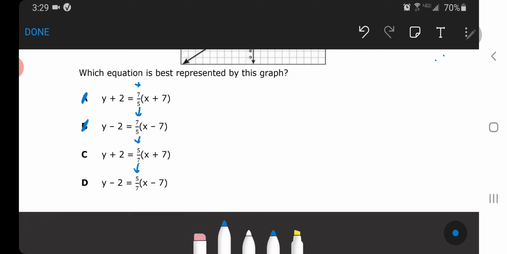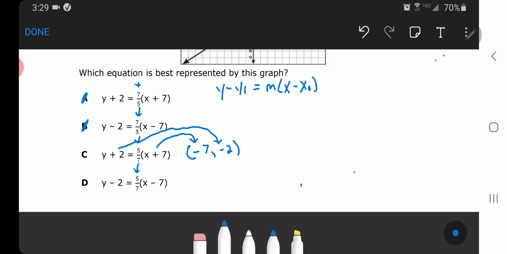Now, between C and D, well, this is written in point slope form. So what this one's demonstrating is that we have the point, let's see, it says plus 7, but remember point slope form is y minus y1 equals m times x minus x1. So if it actually says plus a number, it means it's the negative version because minus a negative gives us that plus. So this is being represented by negative 7 comma, and here's our y. So once again, it says plus 2, so negative 2. Okay. And this one is representing the point 7, comma 2.